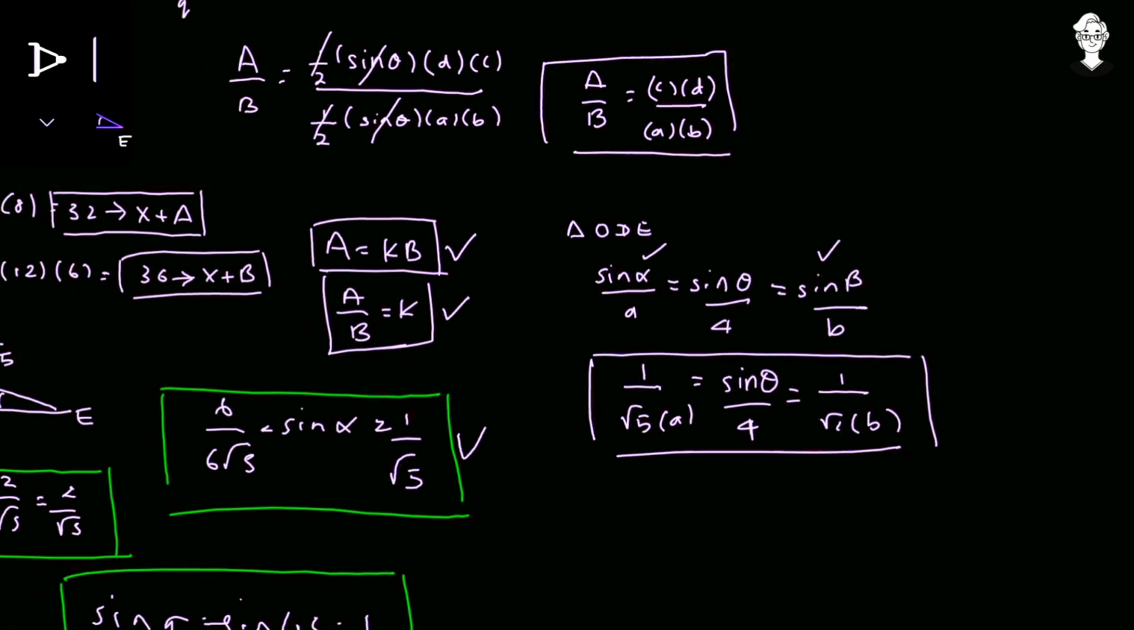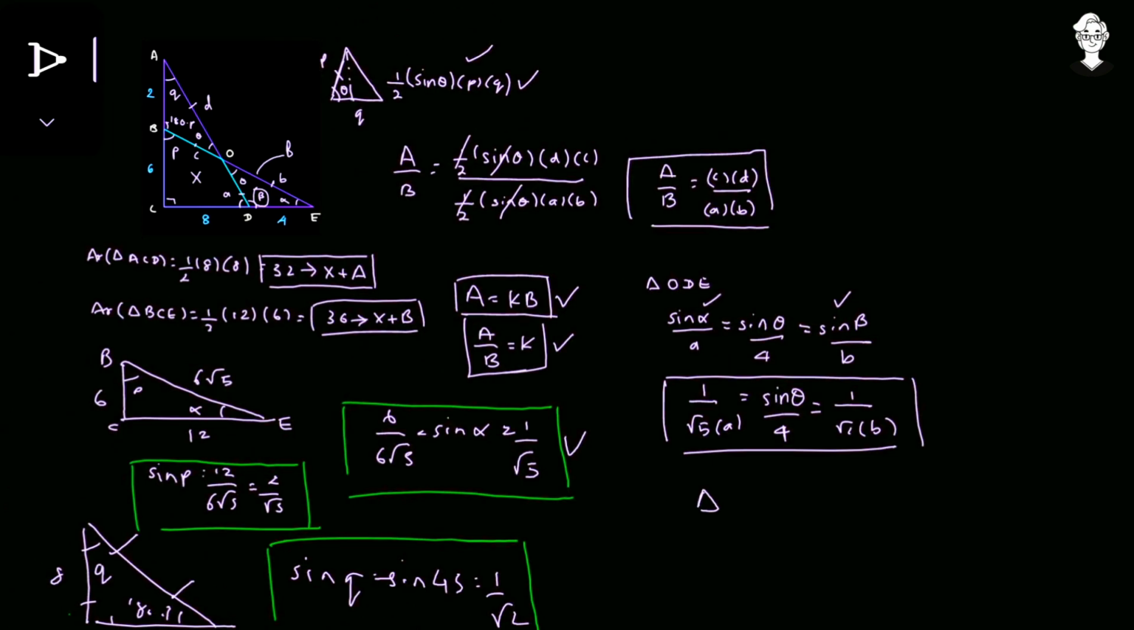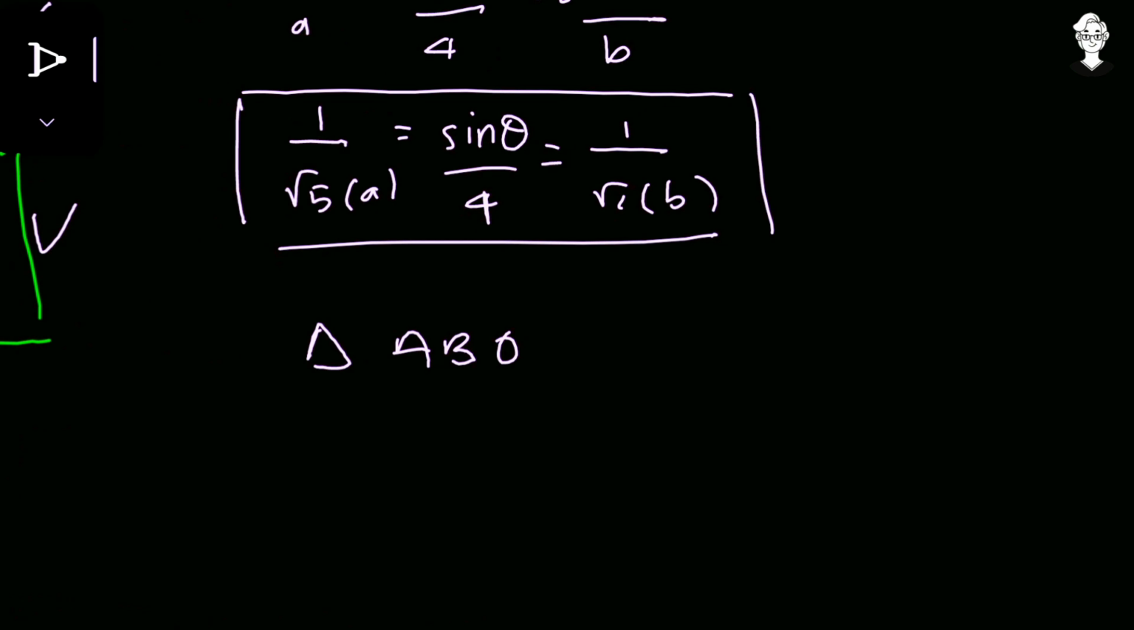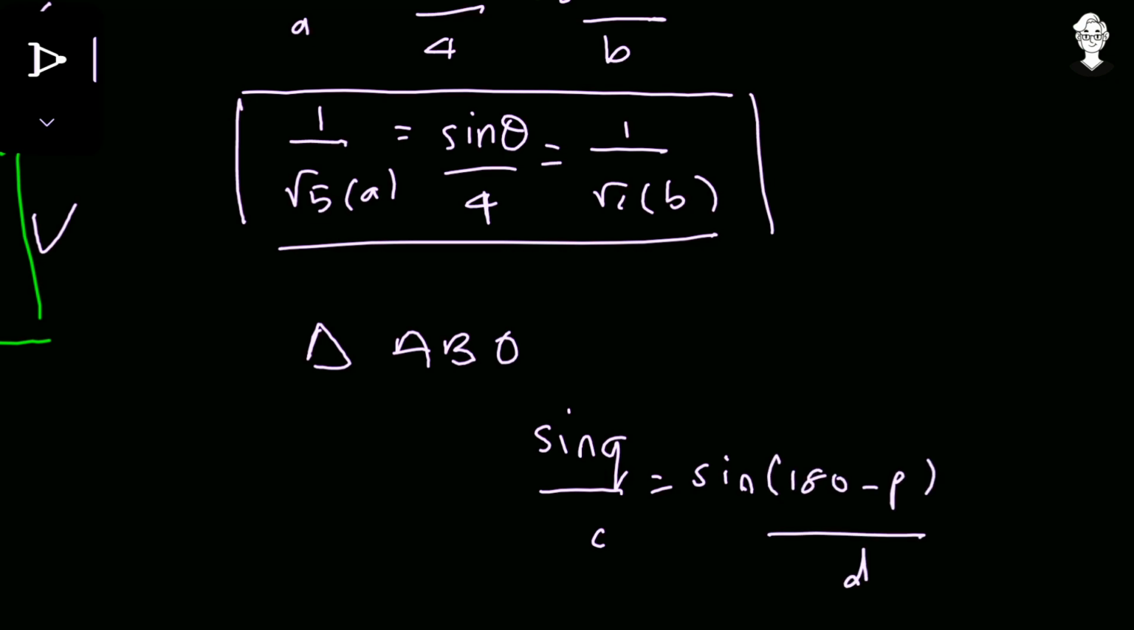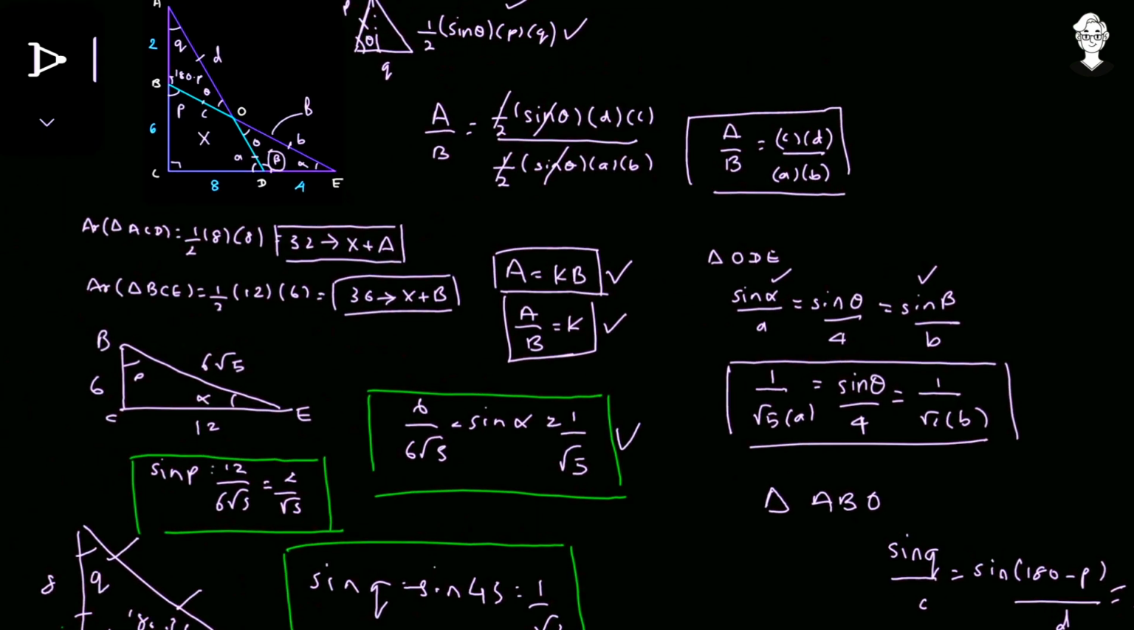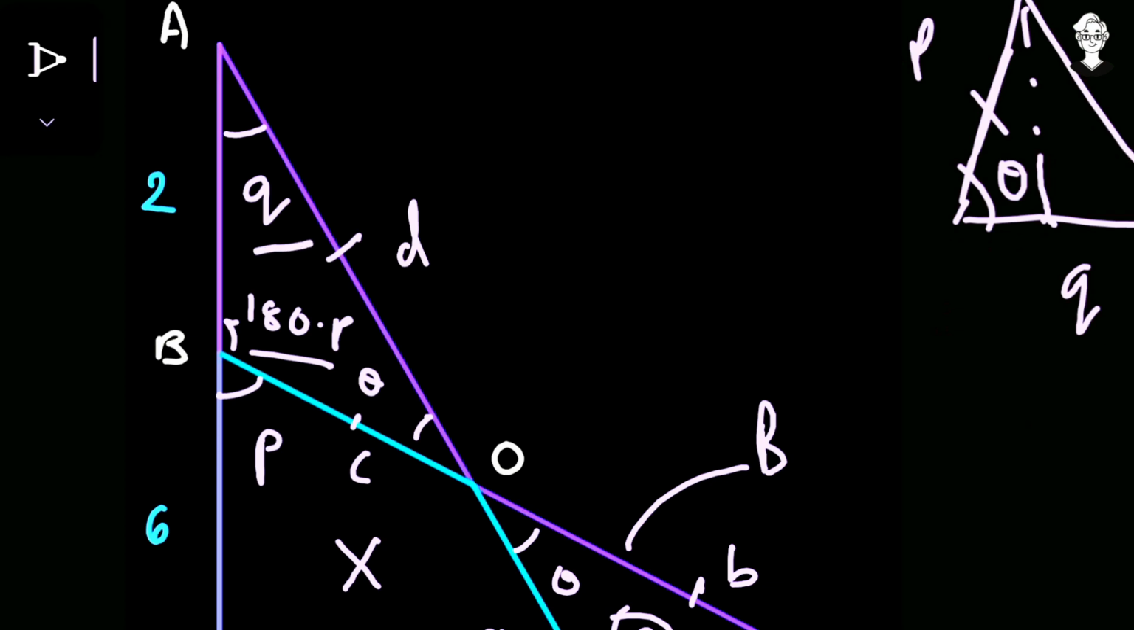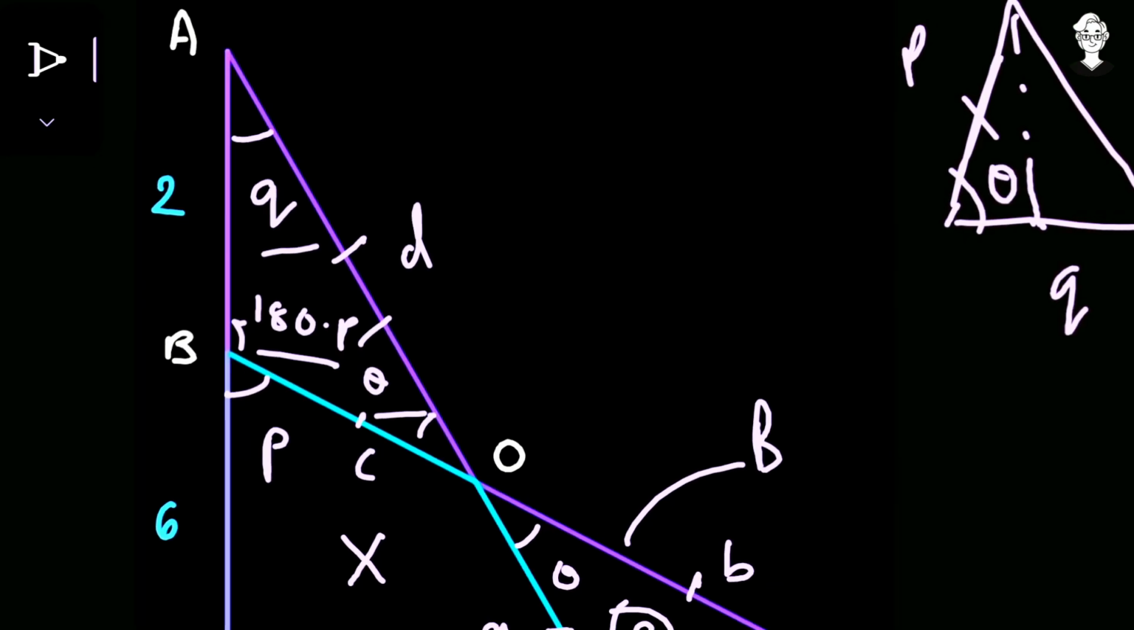Now applying the sine rule in the top triangle that has the area a. So that triangle is triangle ABO. The sine of q, I am just zooming in so everything is clear. So sine of q upon its opposite side, that is c, is equal to sine of 180 minus p, sine of p upon d, and that's sine of theta upon its opposite, that is 2. You can look at sine of 180 minus p, the q, the theta, and its opposite.